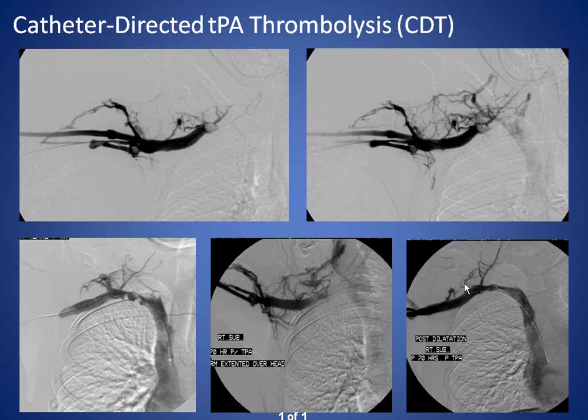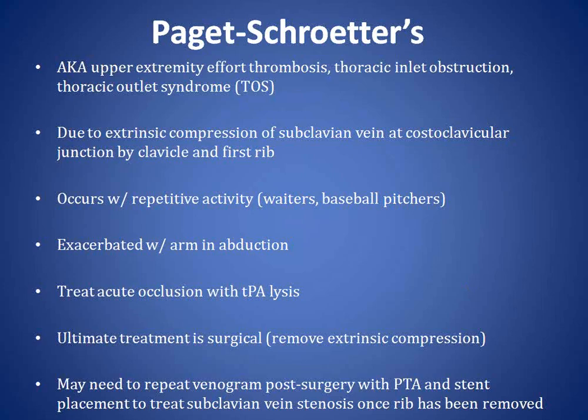So this is a condition called Paget-Schroetter syndrome. It's a mechanical obstruction. The clavicle and the first rib pinch the vein as it passes into the chest. It usually happens with repetitive overhead activities, so waiters, baseball pitchers, swimmers typically. It doesn't have to, but that's classically who it occurs in. When the arm is raised up in the air, or abducted, that's what pinches the vein.